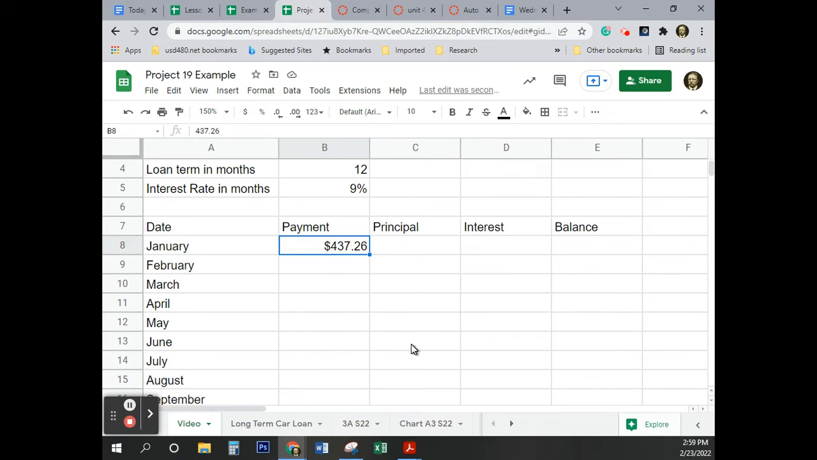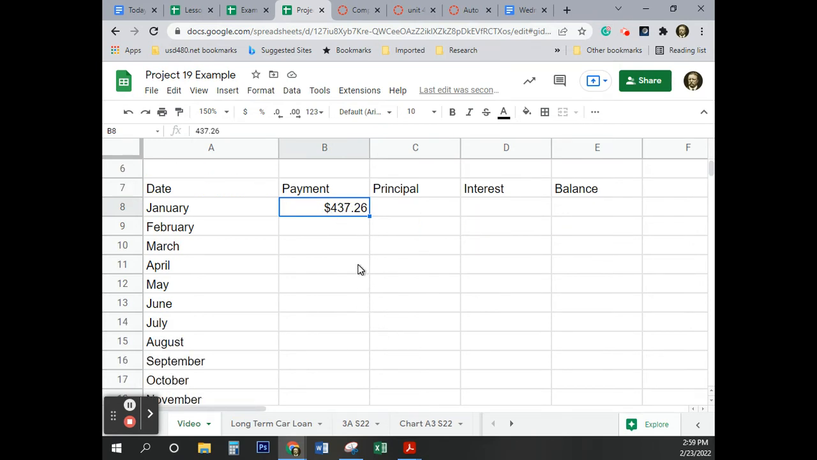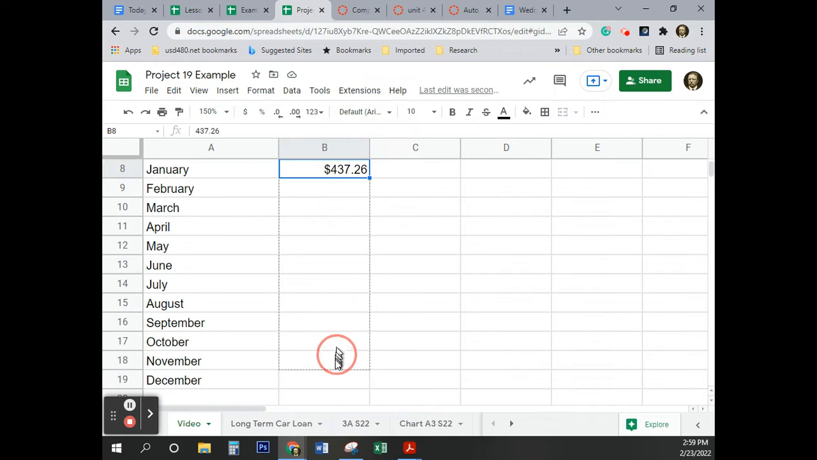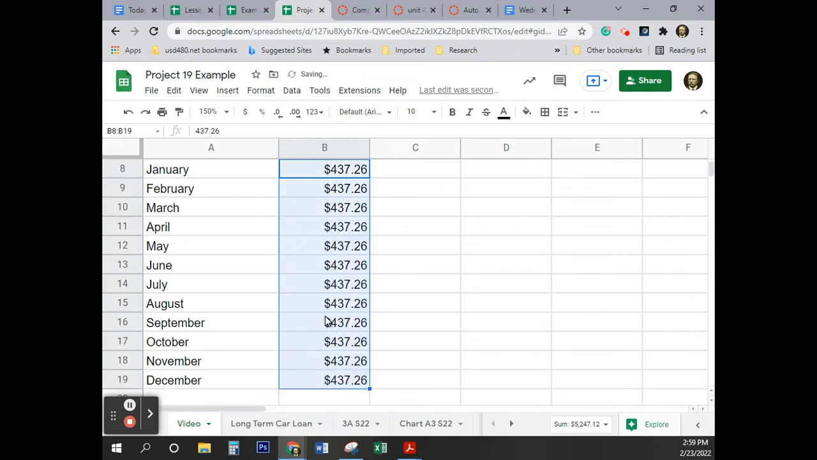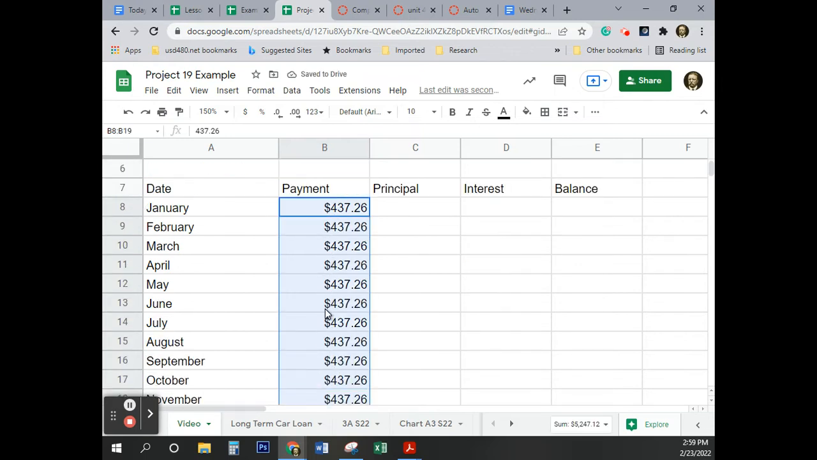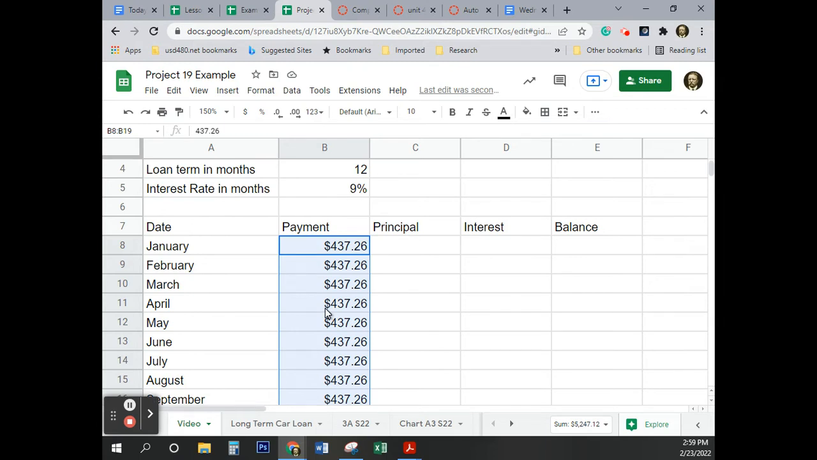Okay, the payment isn't going to change much. There will be one error that they make that we'll have to correct when we're done, but that'll be easy and obvious. So I'm just going to come over here to the payment, go to the autofill button, and drag that down to December. Now, Excel will behave differently if you fill down a number like that. Just be aware of that, right? But in Google Sheets, that works just the way we expect it to.